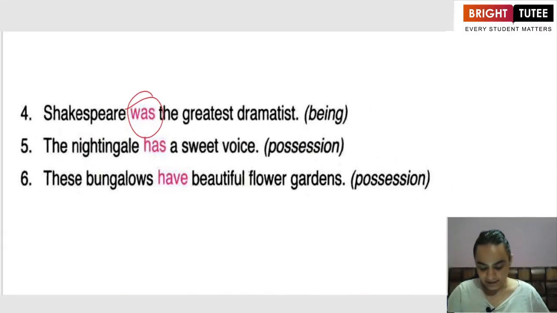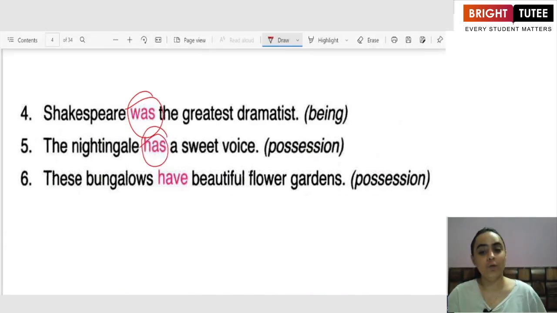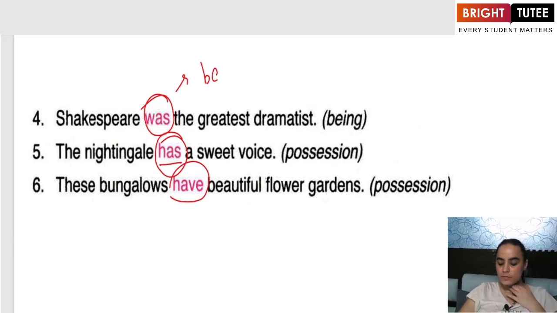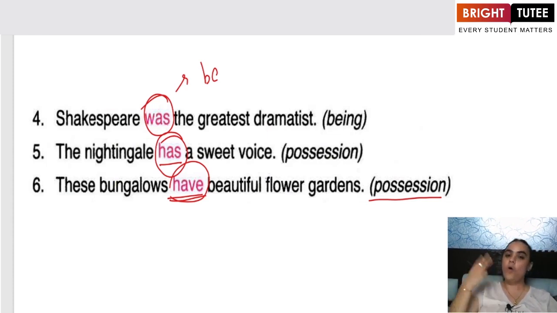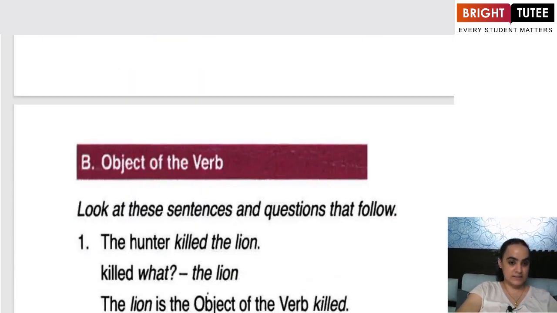The nightingale has a sweet voice. What does this has show? What the nightingale possesses. These bungalows have beautiful flower gardens. Again, possession. What do they possess? They possess the flower gardens. So basically a verb either depicts what action is taking place, or it talks about the forms of being, or it talks about possession. So this is what a verb is.